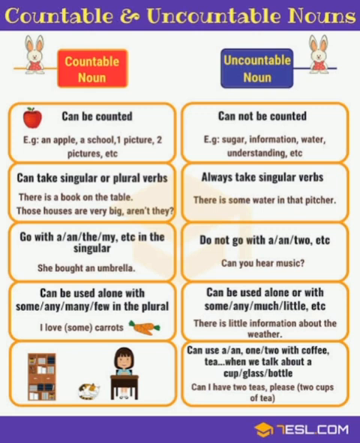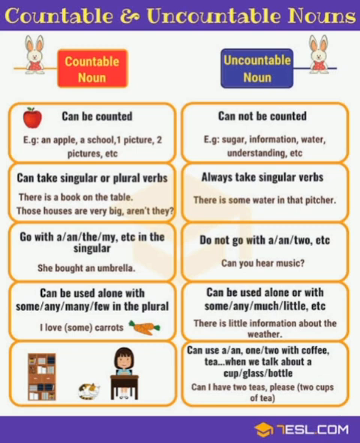Countable nouns can be counted. Examples: an apple, a school, 1 picture, 2 pictures, etc. But uncountable nouns are the ones that cannot be counted. For example, sugar, information, water, understanding, etc. Countable nouns can take a singular or plural verb. Like, there is a book on the table. Those houses are very big, aren't they? But uncountable nouns always take a singular verb. There is some water in that picture.